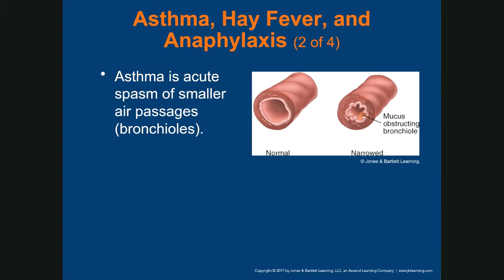They get bronchoconstriction, so the air passage is constricted. They get inflammation or swelling, right? Edema, and they get mucus production. So it's three things: bronchoconstriction, swelling or edema, and mucus production.